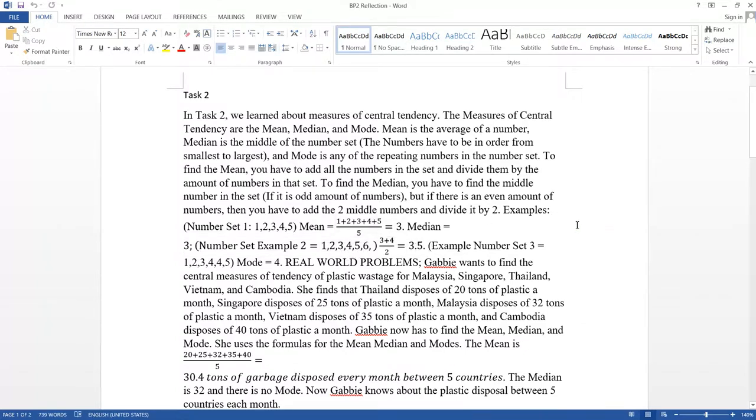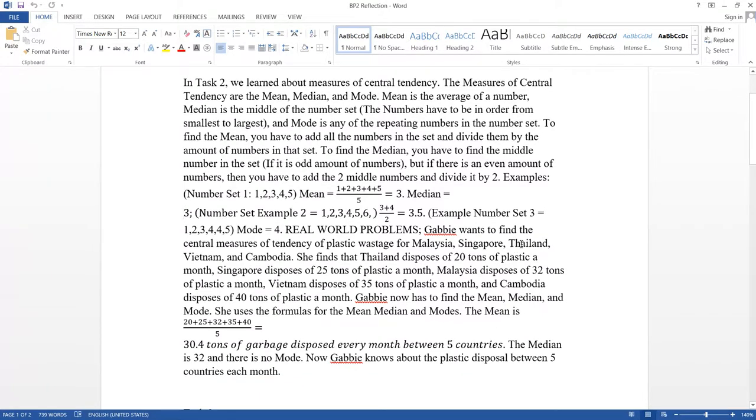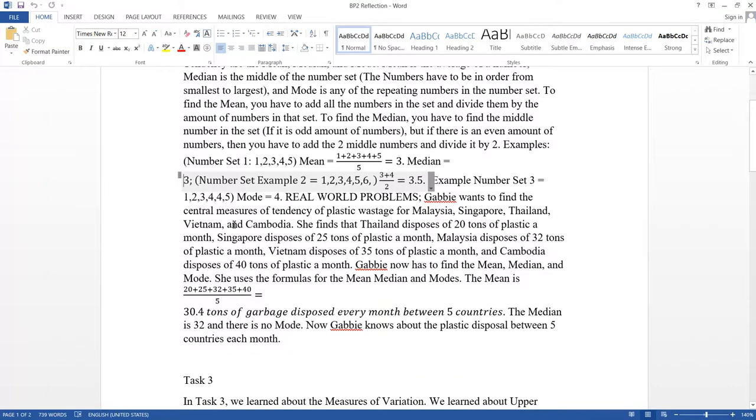And then to find the mode, you have to find the repeating numbers in your number set. For example, 1, 2, 3, 4, 4, 5. 4 is the mode. Real-world problems.